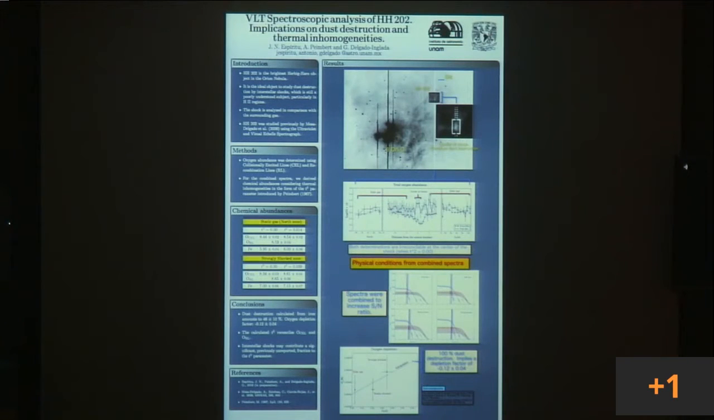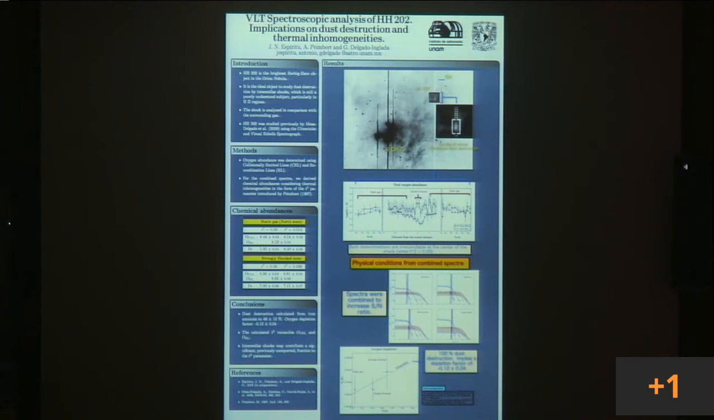Good morning, everyone. My name is Jose Espiritu, and in this poster I work with my advisor, Antonio Peimbert, and we collaborate with Gloria Delgado. We present the results of observations of HH202, which is the brightest Herbig-Haro object in the Orion Nebula.